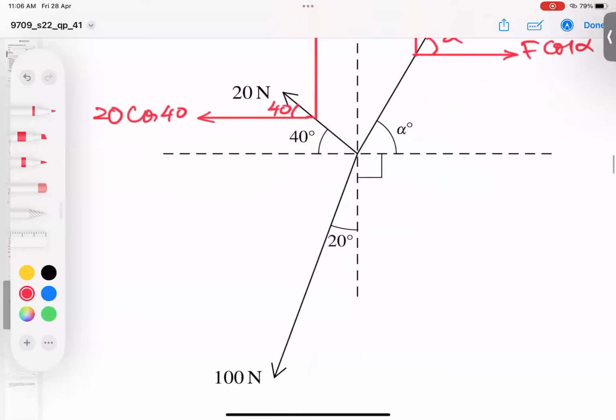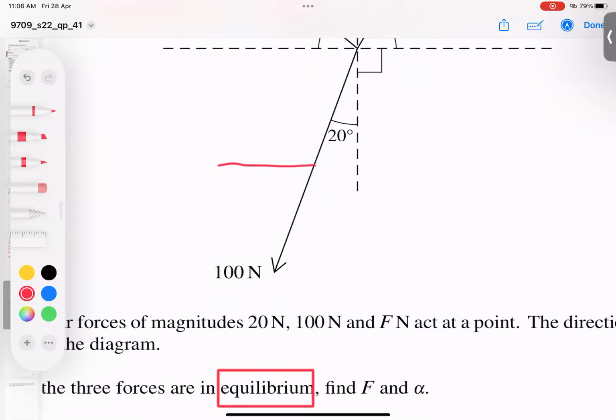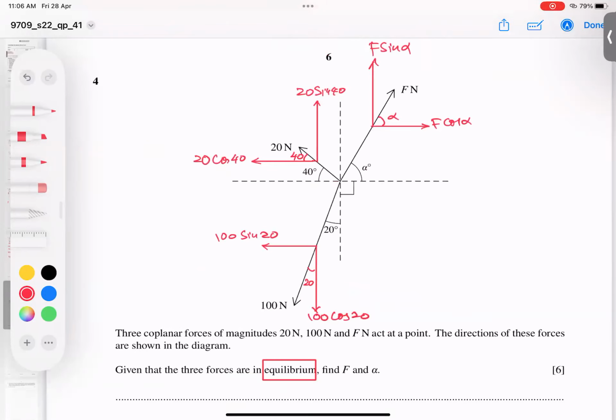I think the idea is clear. Let's talk about this one: one parallel to x-axis, one parallel to y-axis. This 20 is given here. What is the angle? 20. What is the force? 100. What is the formula? 100 cos 20. Where the angle is given, always the cos component. Where the angle is not given, the sine component. All right, done. I resolved all forces.